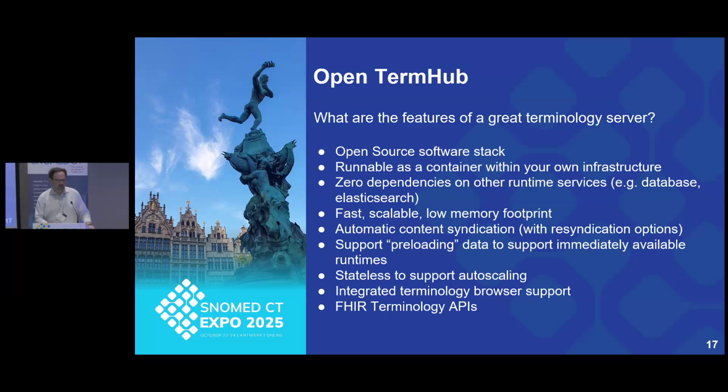A great terminology server should be fast, scalable, and have a low memory footprint, so you should be able to run it efficiently. You should be able to scale it to whatever level of usage you need. If you need to make millions of queries a minute, you just horizontally scale it, and it's stateless, and it just delivers the content according to your requests on the schedule that you need, and does not require any other special tuning to run at any level of scale.